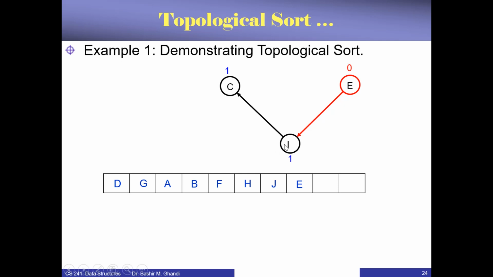Deleting it will make I have degree 0. So update the degree of I to 0. Then visit I because it is the only one now with degree 0, and delete it, updating the degree of C to become 0. So finally, visit C and then delete vertex C. The graph is empty and therefore our algorithm will terminate.